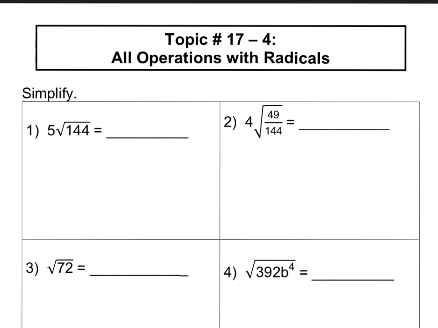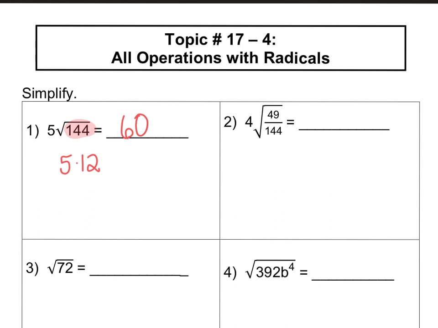We can see that this is going to be a multiplying, and we should be able to recognize that 144 is a perfect square, and the square root of 144 is 12. So we multiply that with 5. And we get our final simplified answer to be 60.